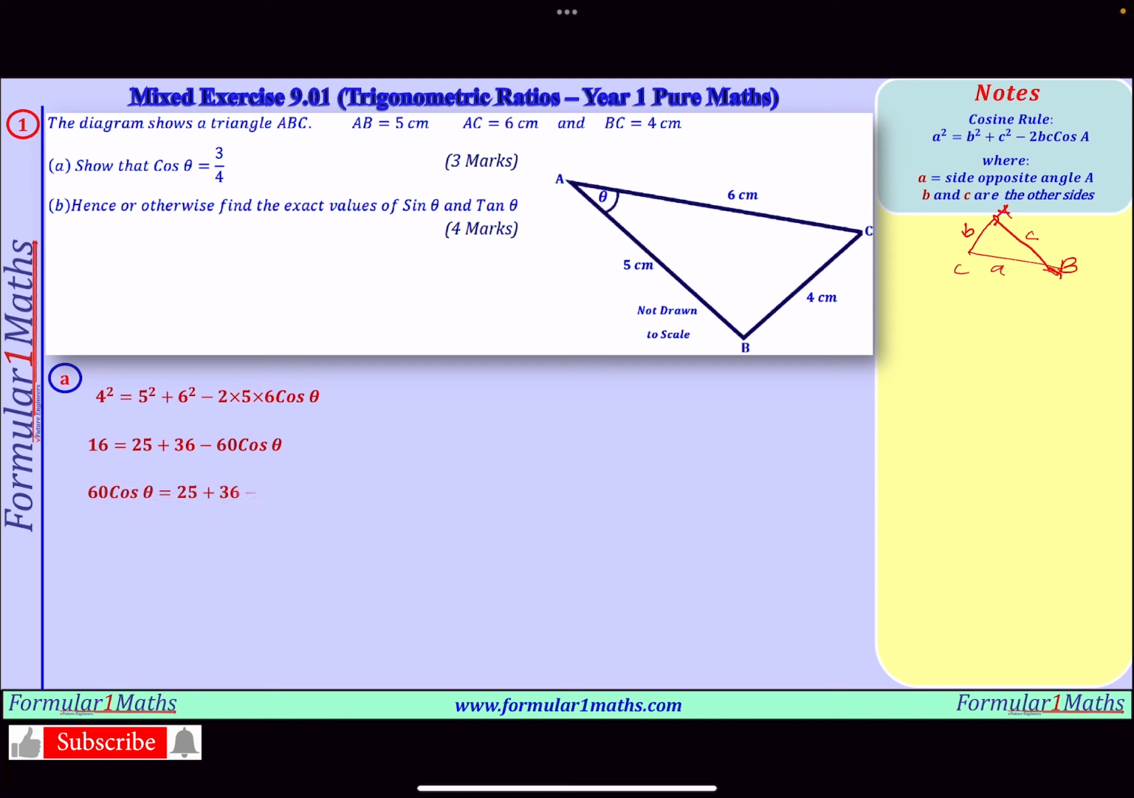And then I'm going to get 60 cos theta is equal to 25 plus 36 minus 16. Simplify to get 60 cos theta is equal to 45, and then solving for cos theta will give you 45 over 60. Simplify the fraction, and you get cos theta is equal to 3 over 4, as required over here.